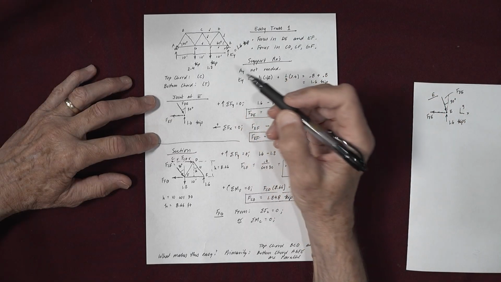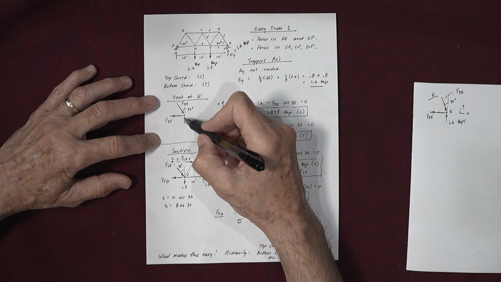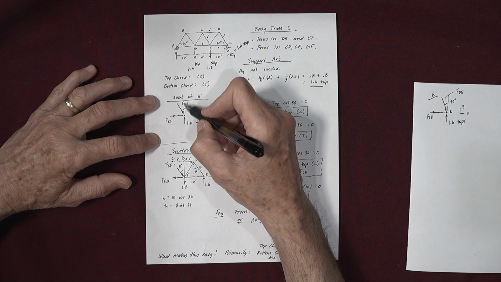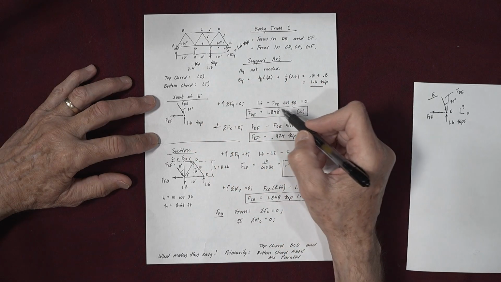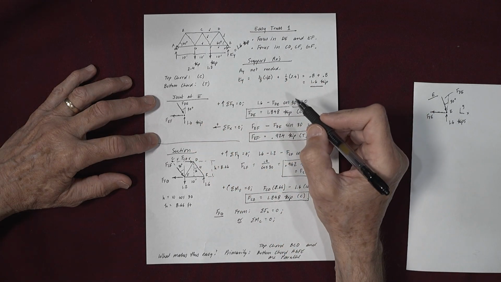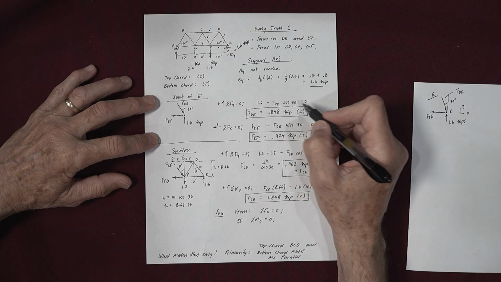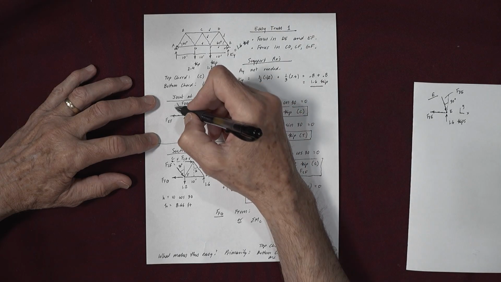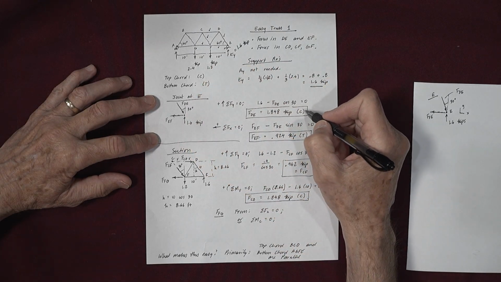And if I take up to be positive, I have 1.6 up minus FDE cosine 30 is equal to 0. And so FDE is 1.848 kip. And because it's pushing, he's compression.